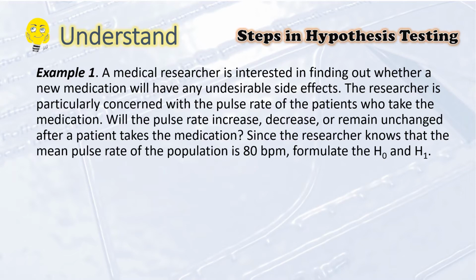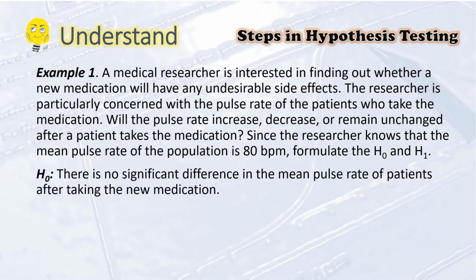In words, the null hypothesis may be stated that there is no significant difference in the mean pulse rate of patients after taking the new medication. In symbols, we write this as H sub 0, mu, or the population mean, is equal to 80 beats per minute, since there is no difference after taking the medication.